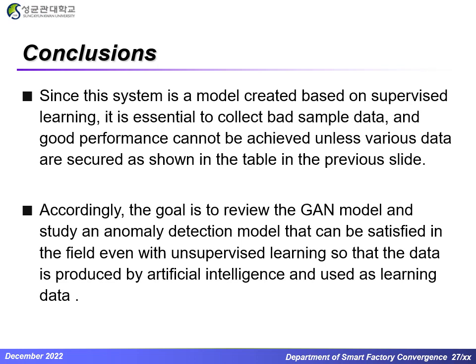Since this system is a model created based on supervised learning, it is essential to collect bad sample data, and good performance cannot be achieved unless variable data is secured, as shown in the table in the previous slide. Accordingly, the goal is to review the GAN model and study an anomaly detection model that can be satisfactory in the field even with unsupervised learning, so that data is produced by artificial intelligence and used as learning data.